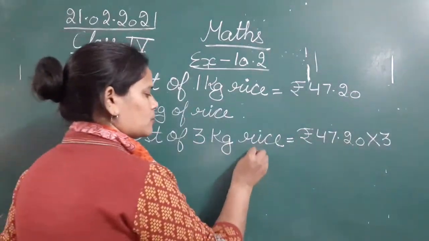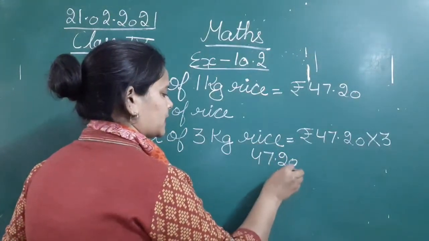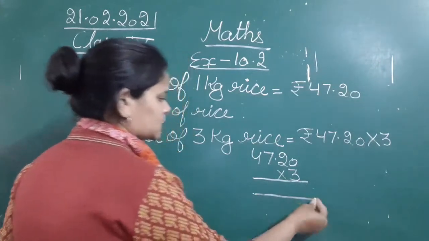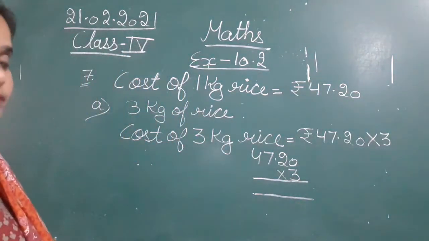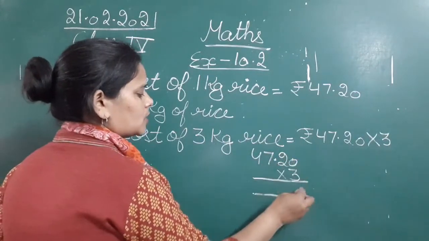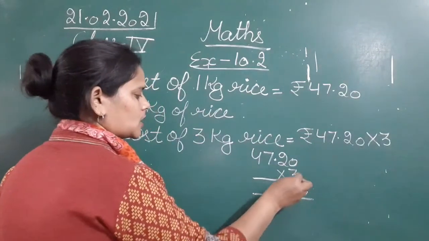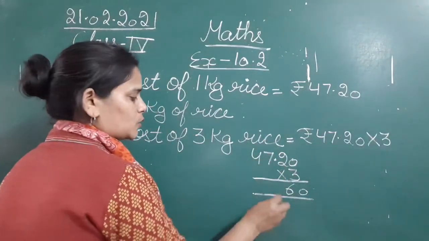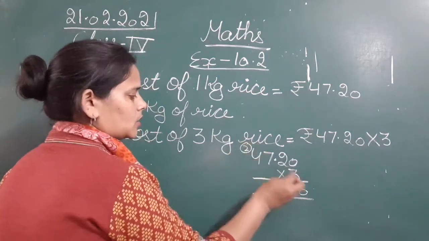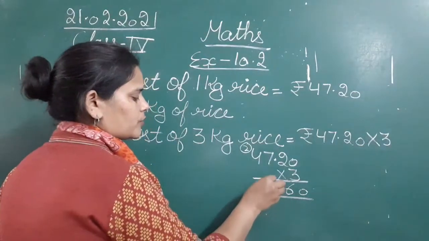Okay, that is 47 rupees and 20 paise will be multiplied with 3. So let's multiply it with 3. So 3 zeros are 0, 3 twos are 6, 3 sevens are 21, 1, 2 will be carried here, 3 fours are 12 plus 2 that is 14.